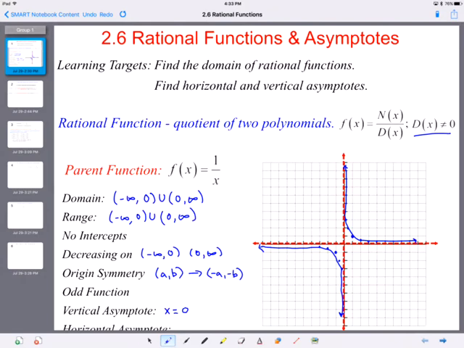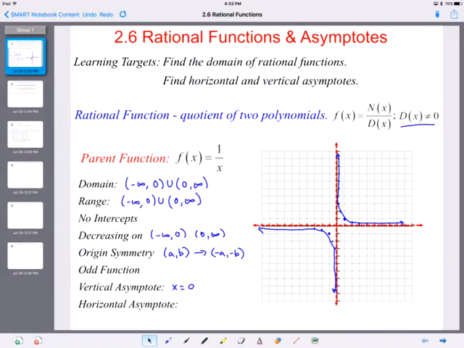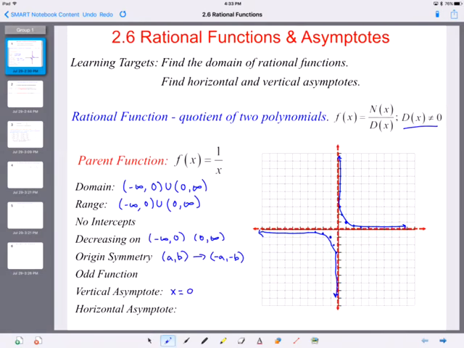And then our horizontal asymptote is at y equals 0. So this is the parent function. We're eventually going to get into the graphing part of this, but I at least wanted to show you the parent function and a lot of the different things that we had talked about with domain and range, origin symmetry, odd function, and introduce what that vertical and horizontal asymptote looks like.